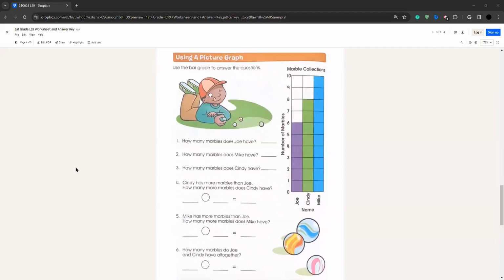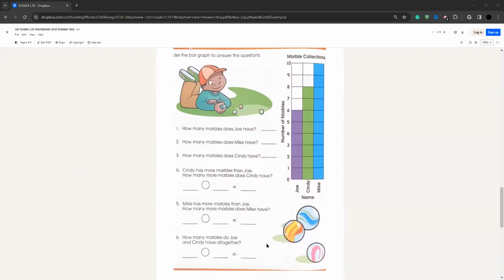All right. Use the bar graph to answer the questions. How many marbles does Joe have? So you look at Joe over here. We need to read the bar graph. We have Joe and the number of marbles on the side. So each of these numbers on the side here tell us how many marbles each person has.